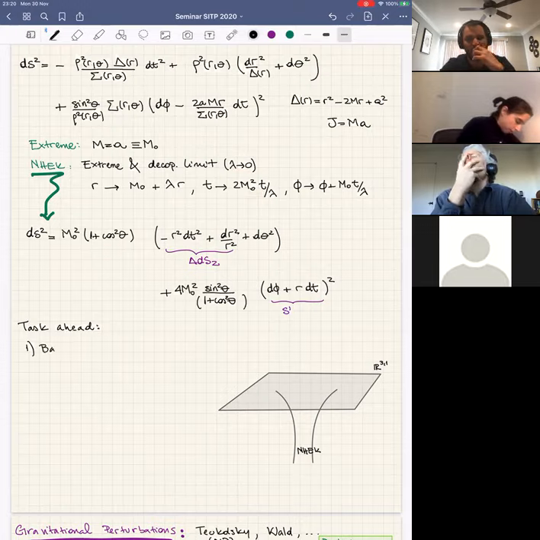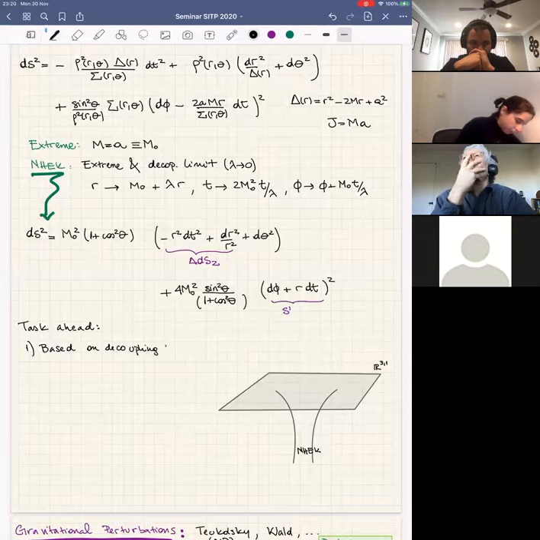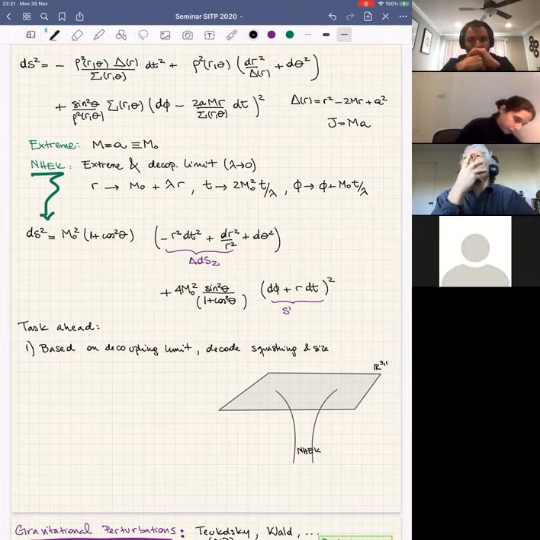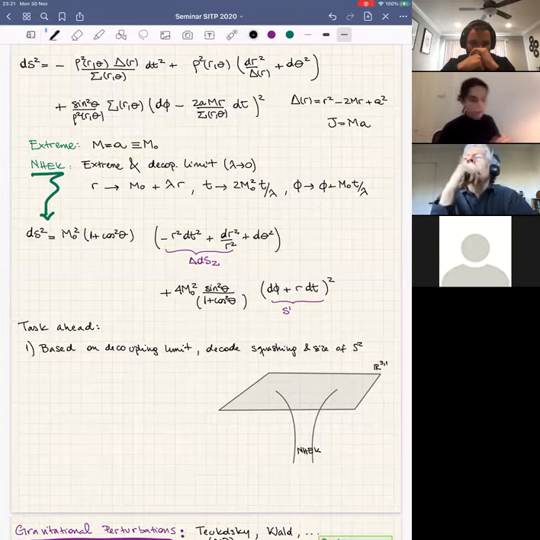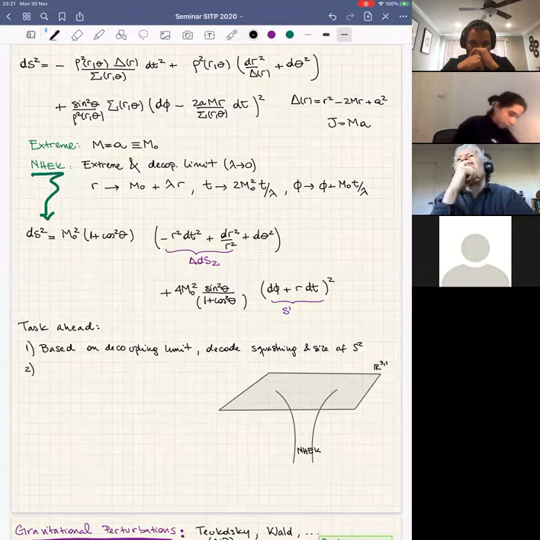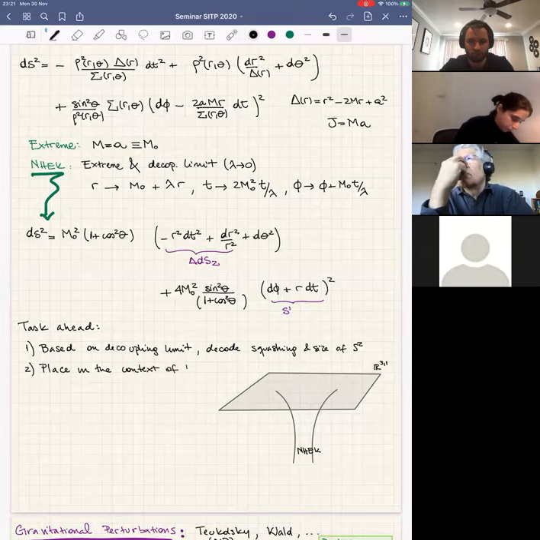One thing that will guide our intuition, based on this decoupling limit, is how to decode, as you move away from the throat, the squashing and size of the S2, which indicates how you move away from extremality. That's one effect we want to keep in mind. The thing that will be more prominent in the next pages is that I want to place this into the context of the known gravitational perturbations.